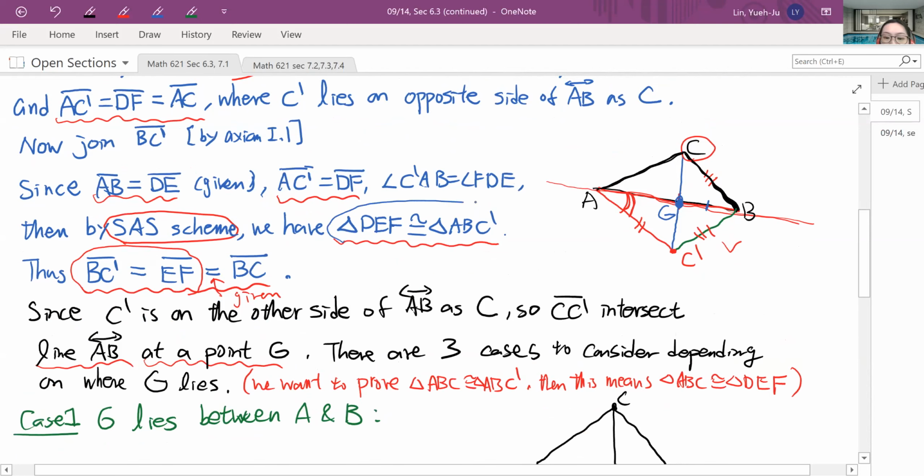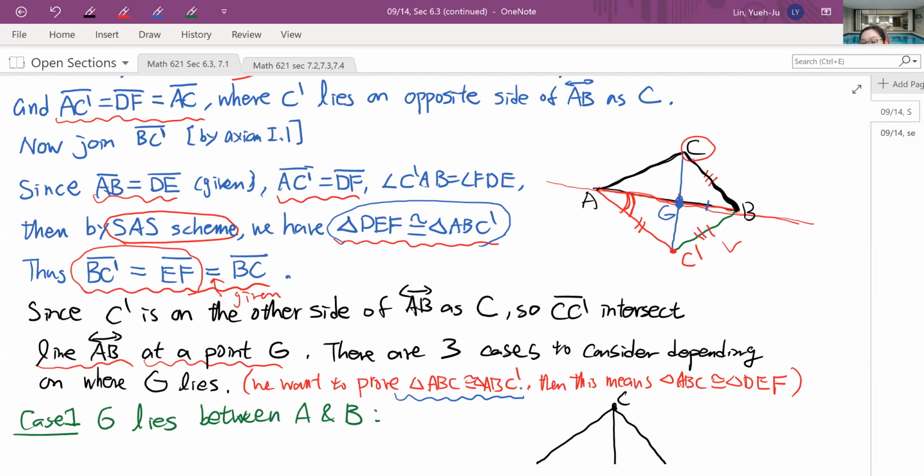Remember, we just proved that triangle DEF is congruent to ABC prime. So the next thing we want to do is prove, case by case, for those three cases, that triangle ABC is congruent to ABC prime, right? Then both DEF and ABC are congruent to the same triangle, so we can conclude that ABC is indeed congruent to triangle DEF. So we essentially use the intermediate ABC prime. Some of the problems you're going to see will be like this. Sometimes you need to create an intermediate tool.